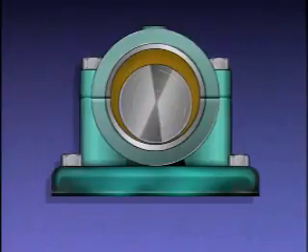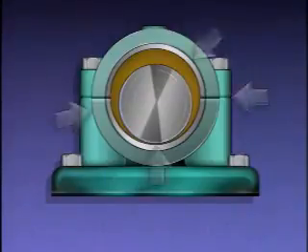This is an end view of a sleeve bearing. Most wear on a sleeve bearing takes place when a shaft is starting up from rest.